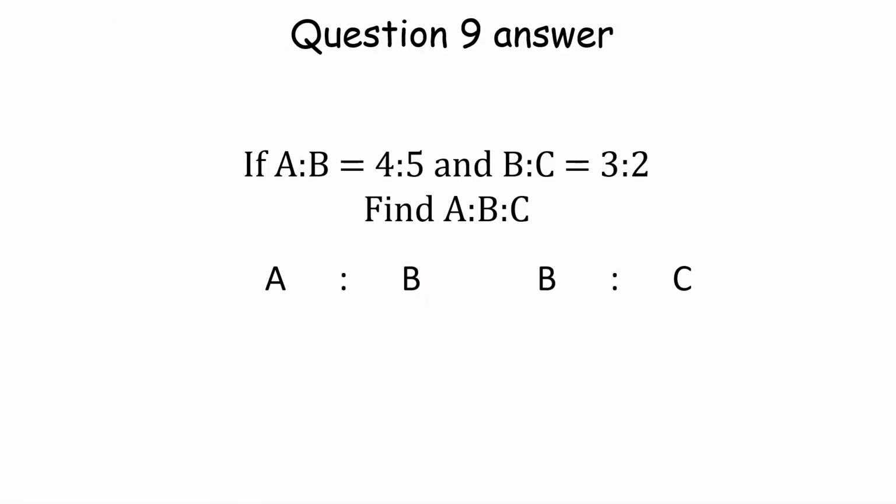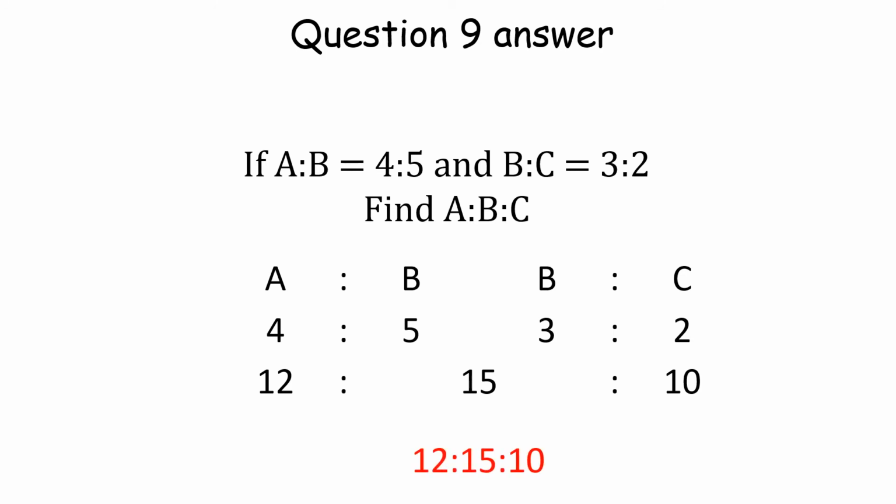Question 9. A to B is 4 to 5, and B to C is 3 to 2. We can make B 15 by finding a multiple of 5 and 3. As we multiplied 5 by 3, we multiply 4 by 3, getting 12. As we multiplied 3 by 5, we multiply the 2 by 5, getting 10. This gives us the ratio of A to B to C as 12 to 15 to 10.